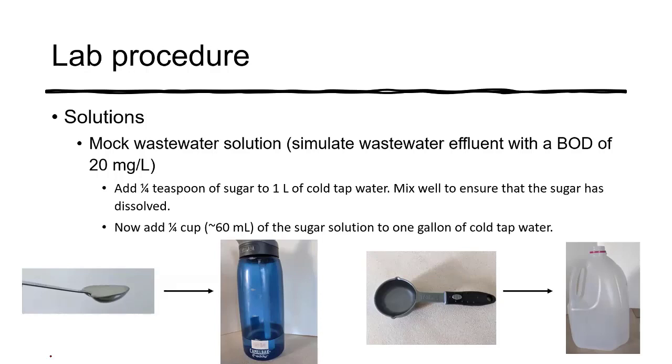So if you add 1/4 teaspoon of sugar to 1 liter of water, so for instance, you've got 1/4 teaspoon here, I add that to my water bottle, and this is a 1 liter mark on the water bottle, and I mix that well to make sure that the sugar is dissolved. Now I take 1/4 cup here, and I add that to 1 gallon of cold tap water. If you don't have a gallon jug, you have a half-gallon jug, well, you can use 1/8 cup and add that to a half-gallon jug.